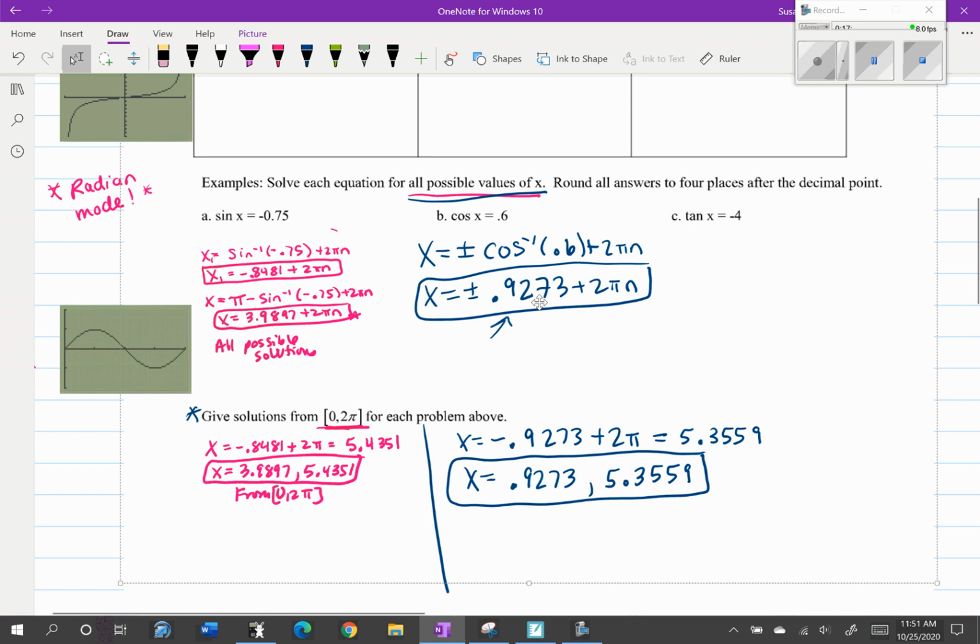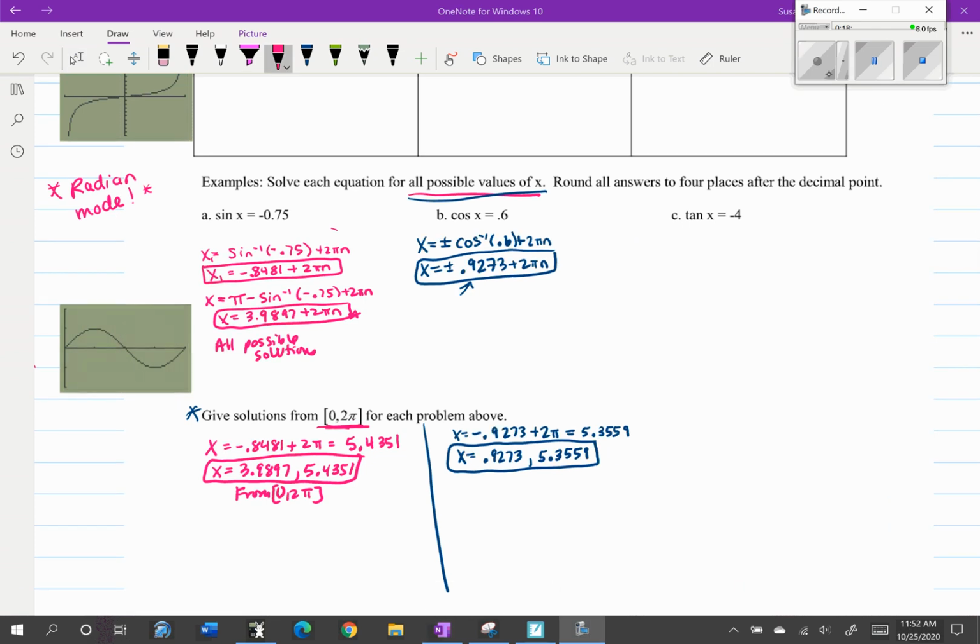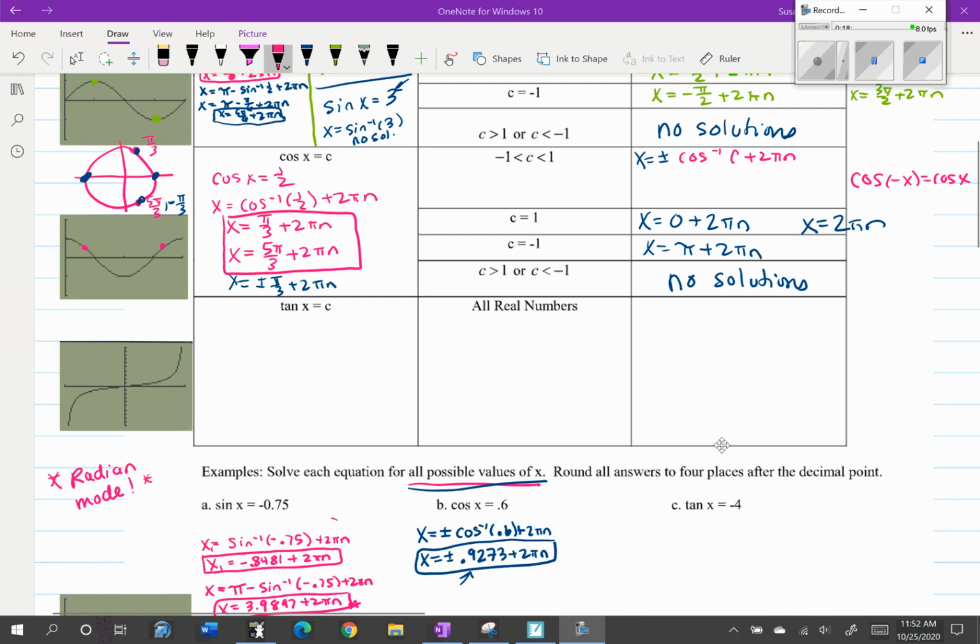If not, if it just asks for all of the solutions, it's a lot easier because you just do plus or minus your answer plus 2 pi n for cosine. And of course, if the value's on the unit circle, it's even easier because you just use your unit circle values. So the last one, of course, that we want to look at is our tangent graph.